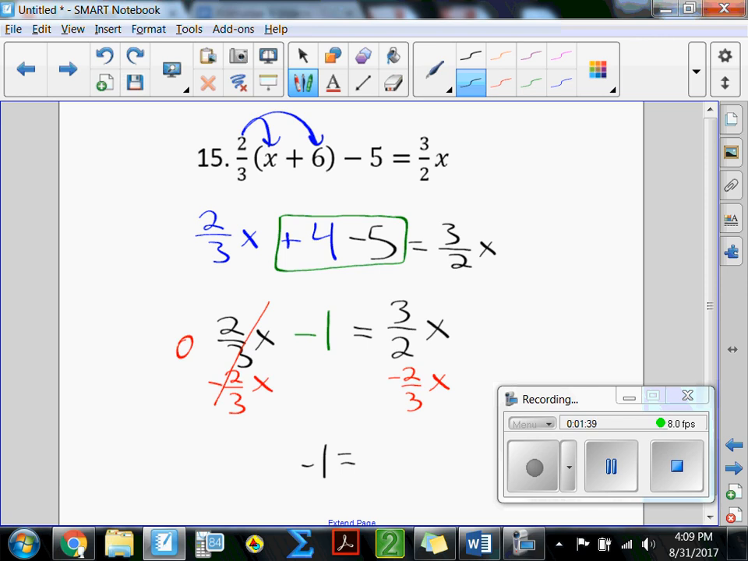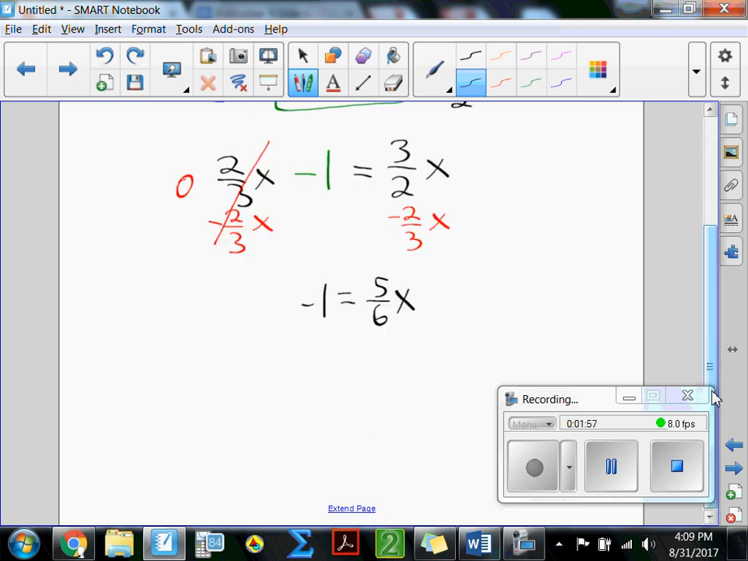If you know how to convert those into common denominators and go from there, that's great. If you don't, then you need to be comfortable doing so on your calculator. 3/2 minus 2/3 is equal to 5/6. Negative 1 is equal to 5/6 x. I need to divide by the number in front of x, which is the fraction.